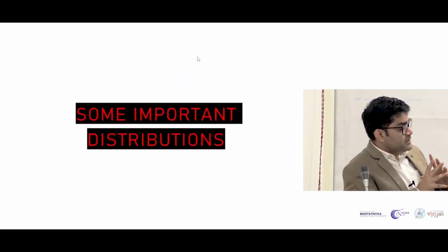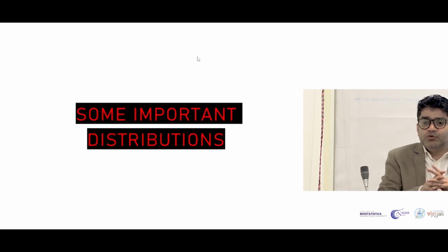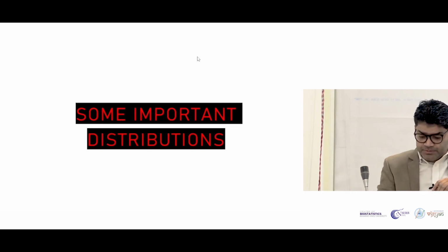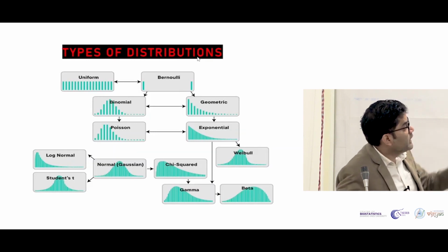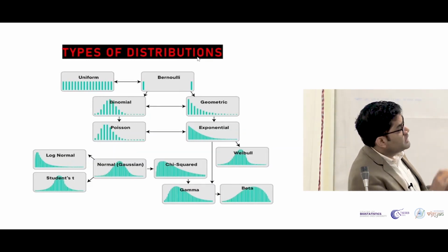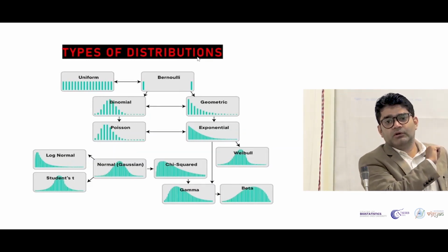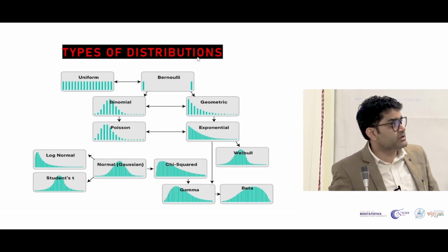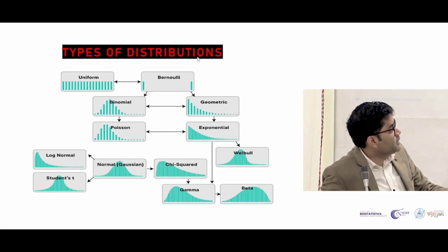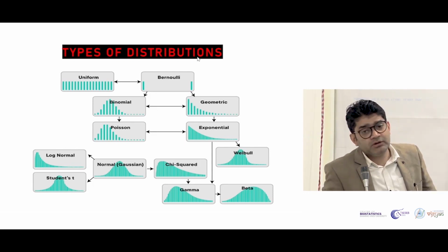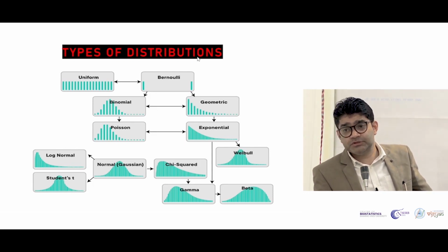By joining the midpoints of the histogram, you may get different types of shapes. You may get the first one, uniform. You are having all the frequencies more or less the same. If you are getting this type of outcome, you may say that your data set is following a uniform distribution.